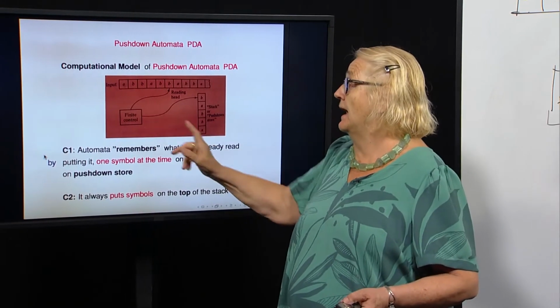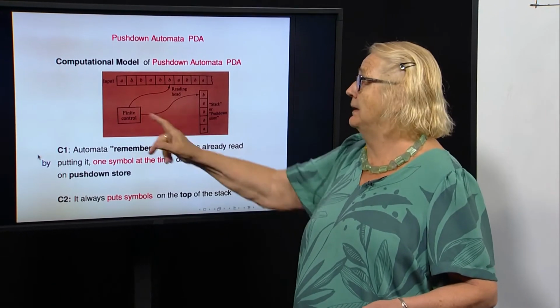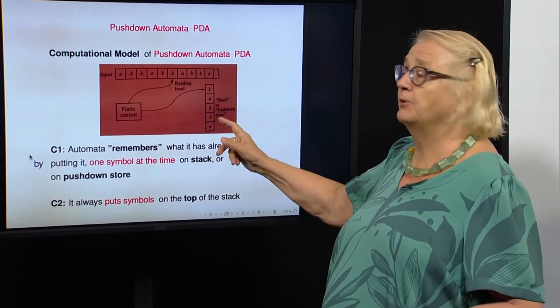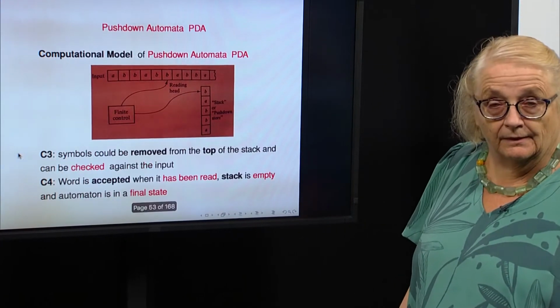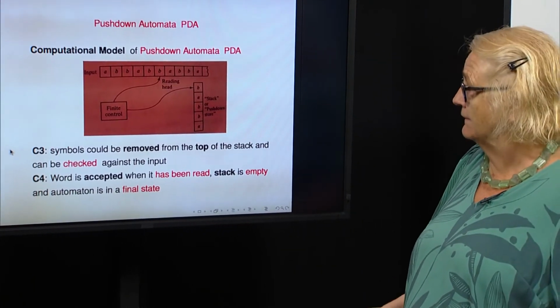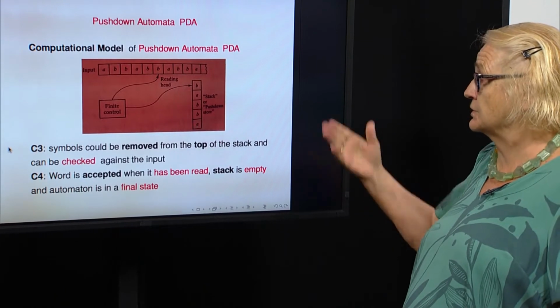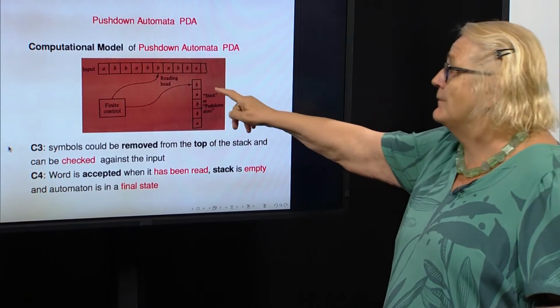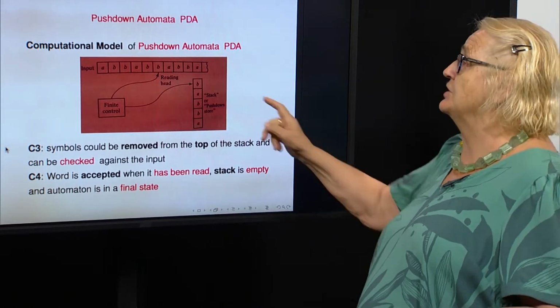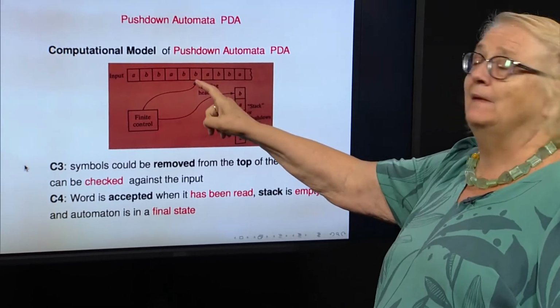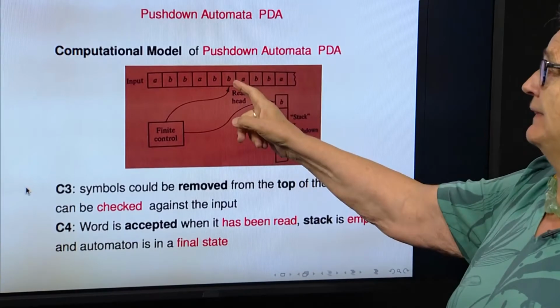I read A, I put A on the stack. I read B, I put B on the top of the A, and so on. So that is a new model. Now, the symbols also can be removed from the top of the stack, and also it can be checked against what is on the tape.